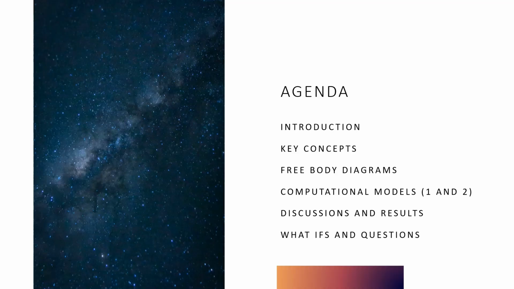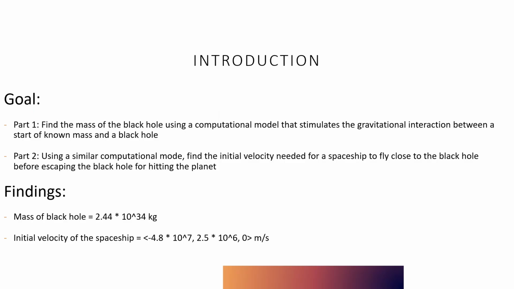So here's our agenda for today. The goal for part 1 is to find the mass of the black hole using a computational model that simulates the gravitational interaction between a star of a known mass and a black hole. And part 2 is using a similar computational model. We find the initial velocity needed for a spaceship to fly close to the black hole before escaping the black hole before hitting the planet. And the findings we have here are what we will be finding today.